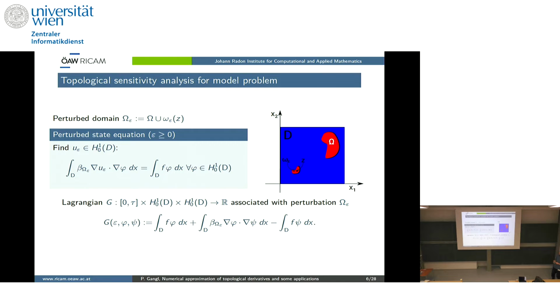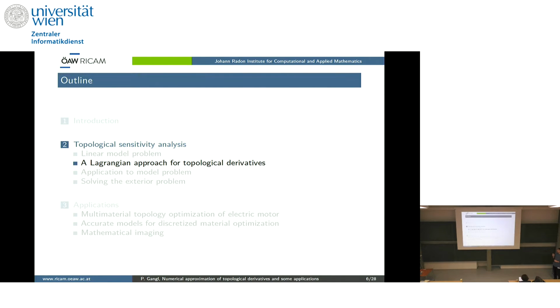With this setting, we can also set up a Lagrangian function that is just the cost function plus the PDE constraint, the perturbed PDE constraint. So it's a Lagrangian that depends on the small parameter epsilon and two variables, which stand for the state and the adjoint state later on. And we also see immediately, if we plug in epsilon and u epsilon with the same epsilon, where u epsilon is the solution to the perturbed state, that the perturbed cost function value can be written in terms of the Lagrangian. Okay, so this is a simple model problem, which I will come back to later.